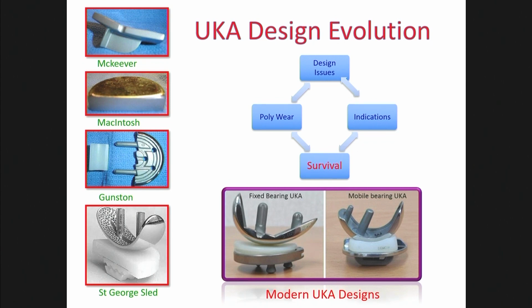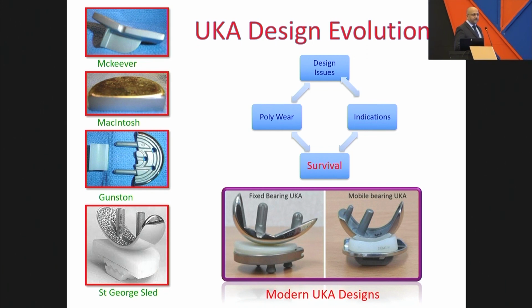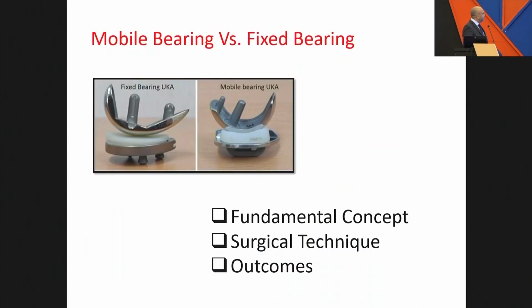And the figure on the right hand side shows us the modern unicondylar knee arthroplasty, mobile bearing versus fixed bearing. And all of this was because there were design issues, there were poly issues, as we are very well aware, in the hip, and there were indication issues, and eventually the target was to have a better survival and patient outcome. So we will be talking about this.